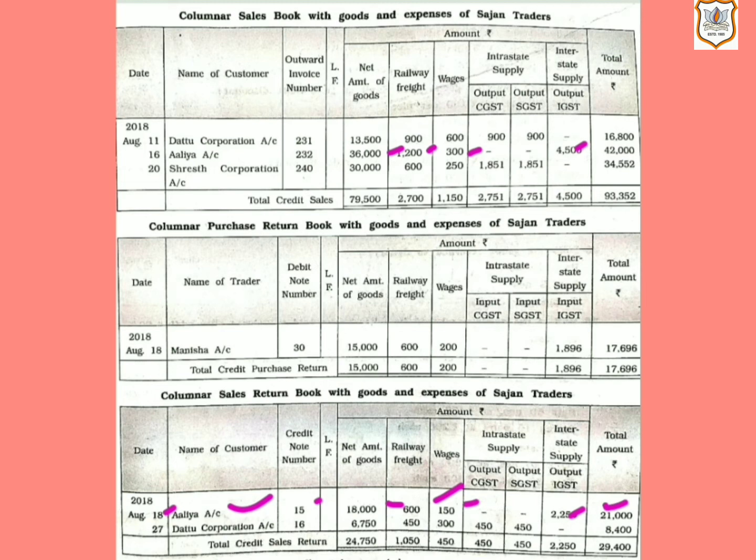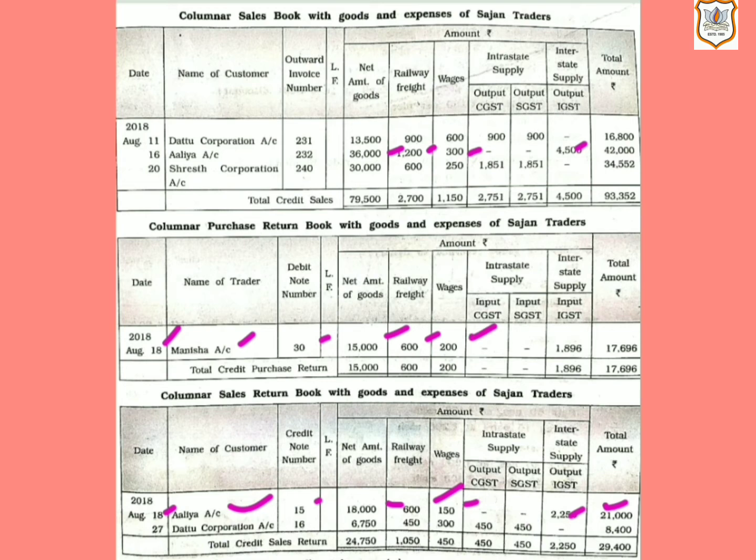First we will write date August 18, name of trader Manisha, debit note number 30, and net amount of goods will be shown at rupees 15,000, as only half amount of goods have been returned, so it will be recorded at rupees 15,000, that is half of 30,000. Railway freight will be recorded at rupees 600, that is half of 1200. Wages will be recorded at rupees 200, that is half of 400.